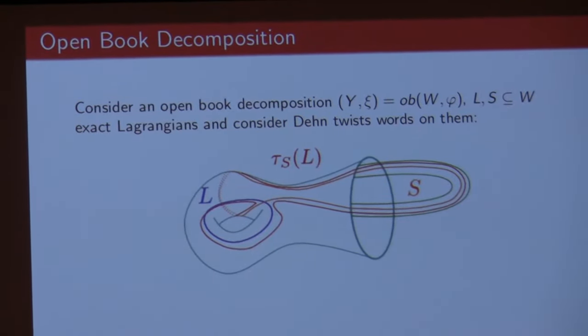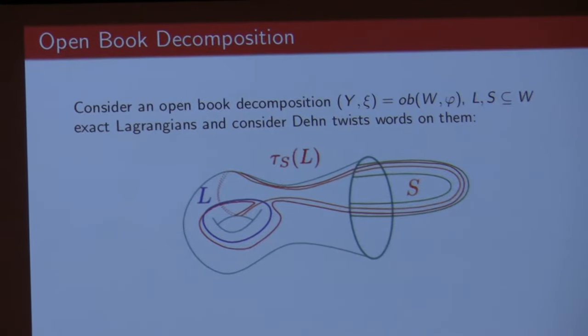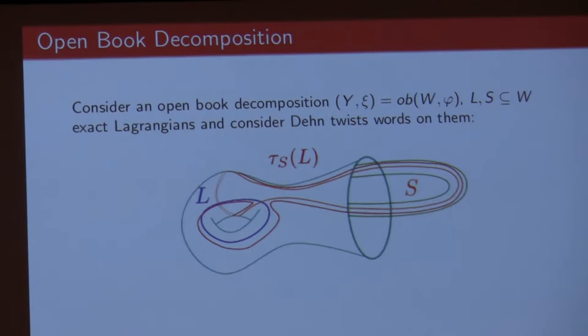Exact Lagrangians are just Lagrangian submanifolds such that the Liouville form restricts in an exact way. That means that lambda is df. And those are important because those correspond to Legendrians in the contactization. So here's a picture of W. L is the blue one.